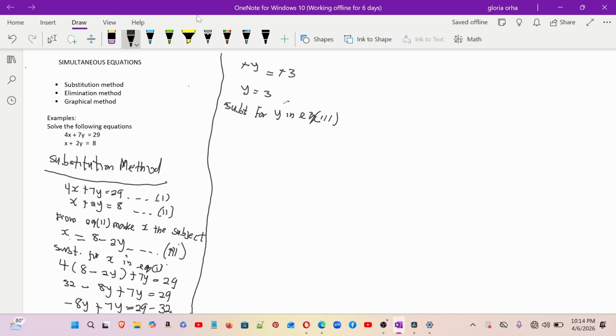So we'll now have x equal to 8 minus 2, open bracket, the value of y, which is 3. So x equal to 8 minus 2 times 3, which is 6. x equal to 2. Therefore, using the substitution method, x equals 2 and y equals 3. So let's use the elimination method.